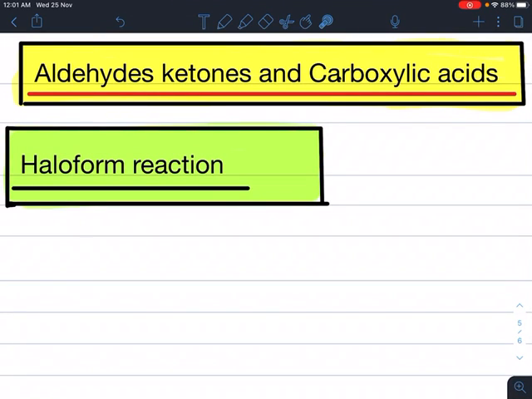Hello students, in this lecture we are going to study the haloform reaction. So what is meant by haloform? Haloform means a trihalogen derivative of methane. From methane, if we replace 3 hydrogens by 3 halogens, we get its corresponding haloform.